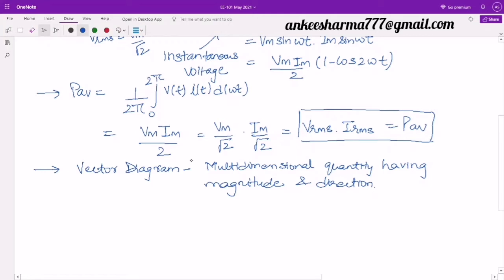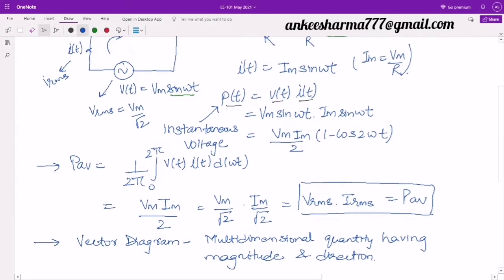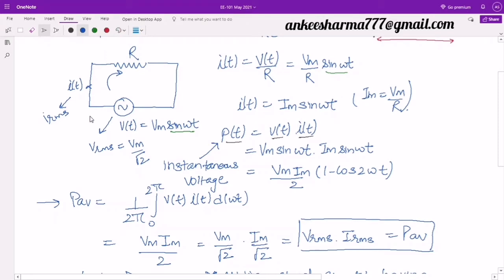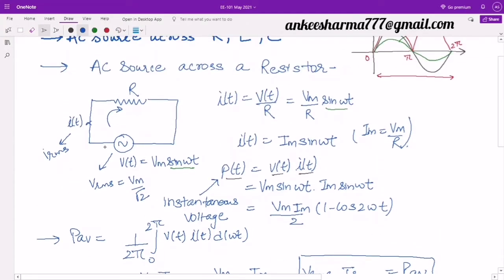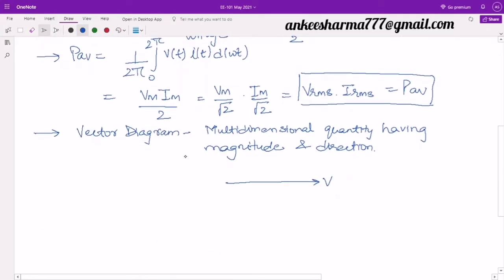It means if I have to draw the vector diagram in the case of my AC source across a resistor, where I am having two values I and V, I can denote them with the help of a magnitude and a direction. So if I draw the voltage V, it is in a particular direction. You can see here I have taken this angle equal to 0 because it is along the x-axis. This is my V, I always take this as my reference, and the current is also having the same phase. As you can see, both are at sine omega t. It means the phase difference between these two is 0.